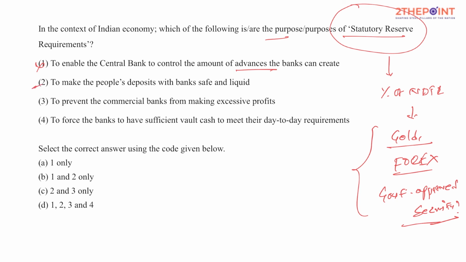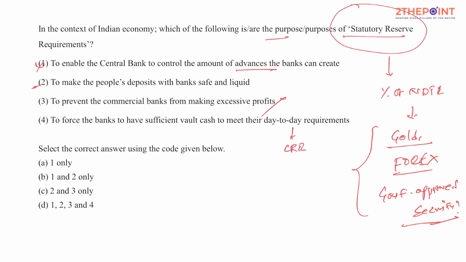To prevent commercial banks from making excessive profits. Why is it so? Why would the government or the RBI be interested in ensuring their own banks suffer by making less and less profits? No, I don't think this is a proper answer. To force banks to have sufficient cash to meet their day-to-day requirements? No, ideally it is the CRR that serves this purpose, isn't it?